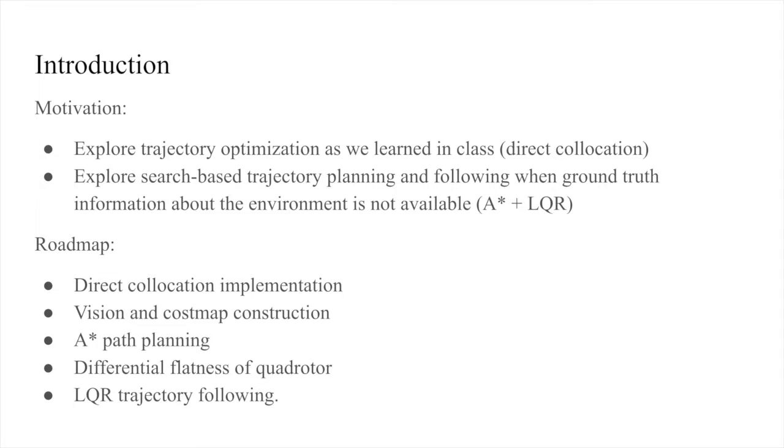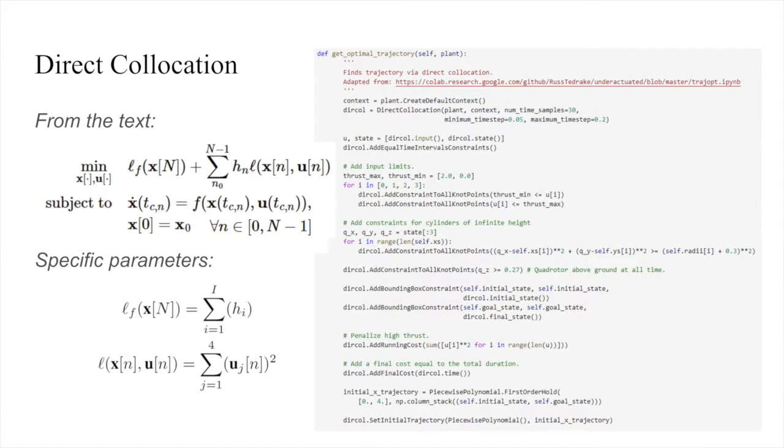We present two solutions. The first was the use of direct collocation for nonlinear programming when ground truth information about the environment is available. And the second is a search-based trajectory planning algorithm that functions by creating a cost map given vision information about the environment. In our analysis, the effectiveness for a planning approach is determined by energy consumption, computation cost, optimality, and sensor modality. So moving into our first approach.